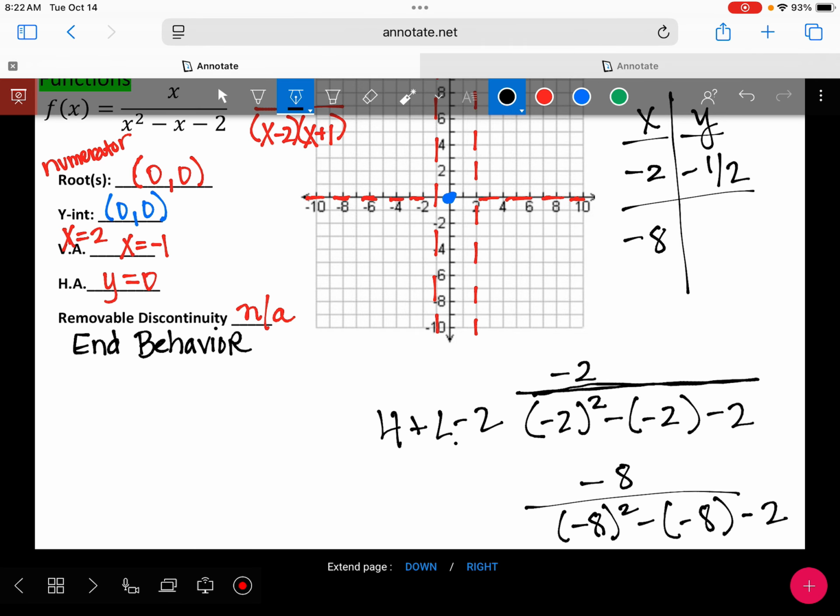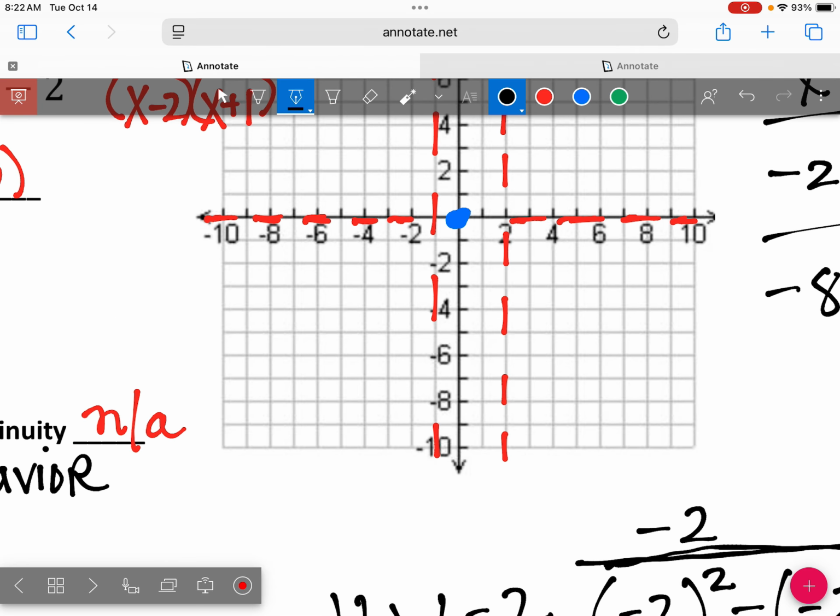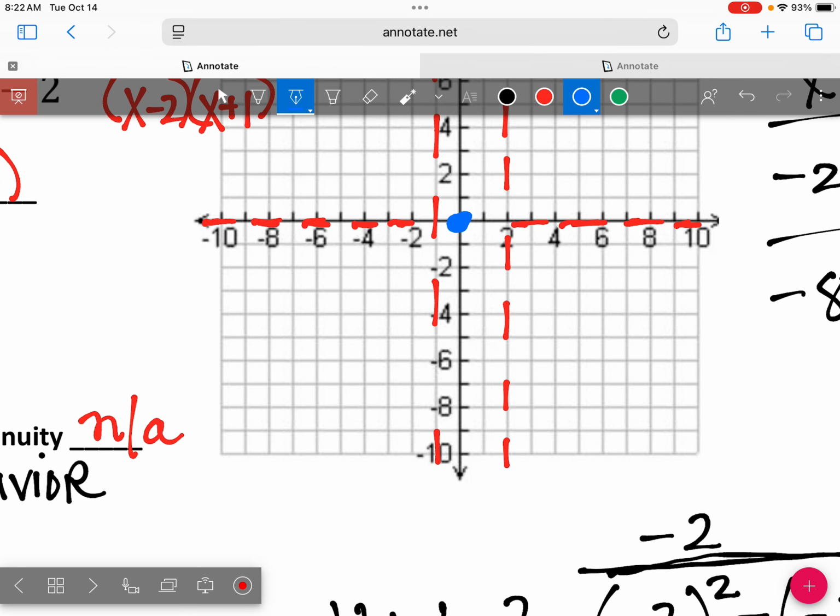So that tells me at the -2, first of all, I really need to know is, am I above or below? That's really what I'm trying to figure out on the ends, because they could both be on top, they could both be on the bottom, they could be diagonal. We don't know. So we just figured out that on this side, the graph is below. So we got -1/2, so that's going to go about here.